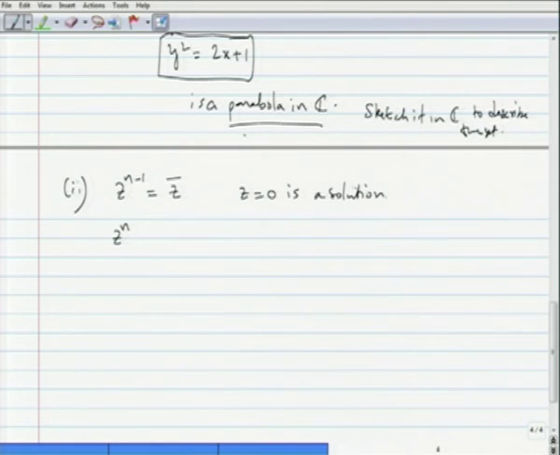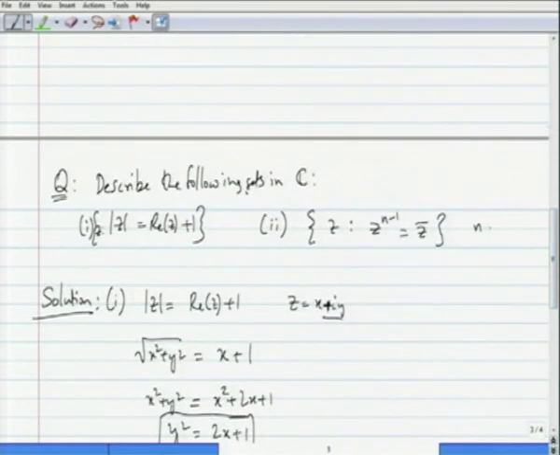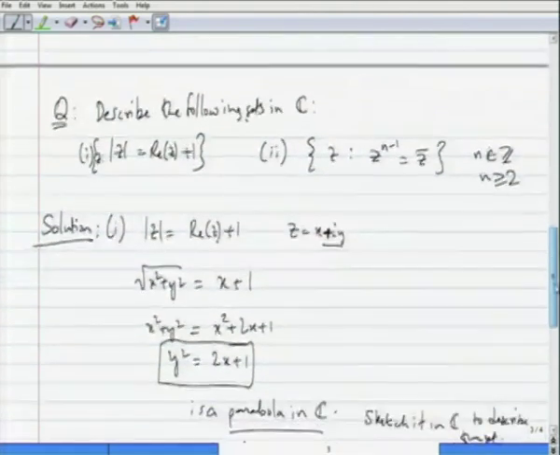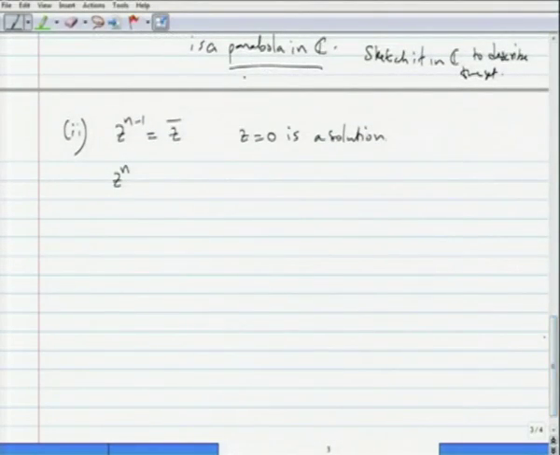N here I did not mention. So, n here should be an integer. So, n belongs to Z, n greater than or equal to 2. n can be a non-negative integer, but the cases 0 and 1 are trivial. So, I will start with n equals 2. Let us try to describe z to the power n minus 1 as z bar. So, z equals 0 is a solution. We will keep this in mind.